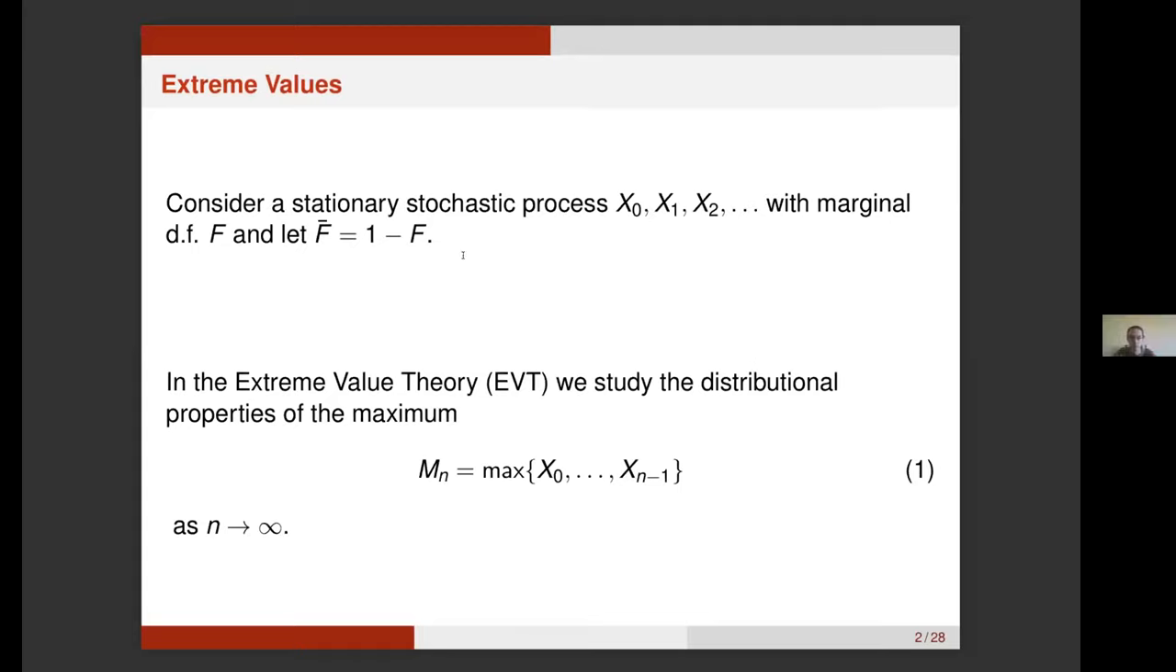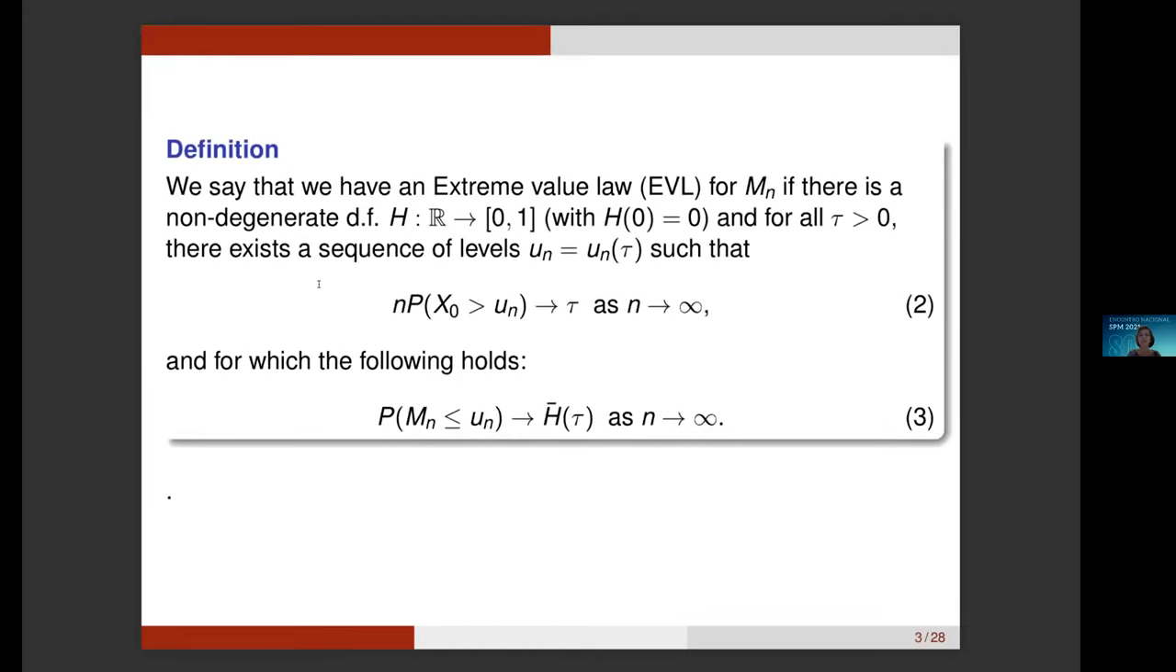So we consider a stationary stochastic process, X0, X1, and so on, with marginal distribution function F, and let F bar be equal to 1 minus F. So in the extreme value theory, we usually study the distributional properties of the maximum, M_n, of the n first random variables as n goes to infinity. So here we have a classical definition.